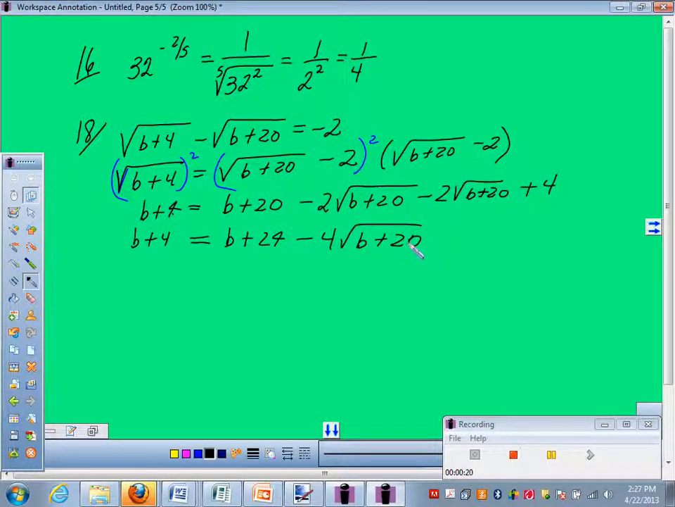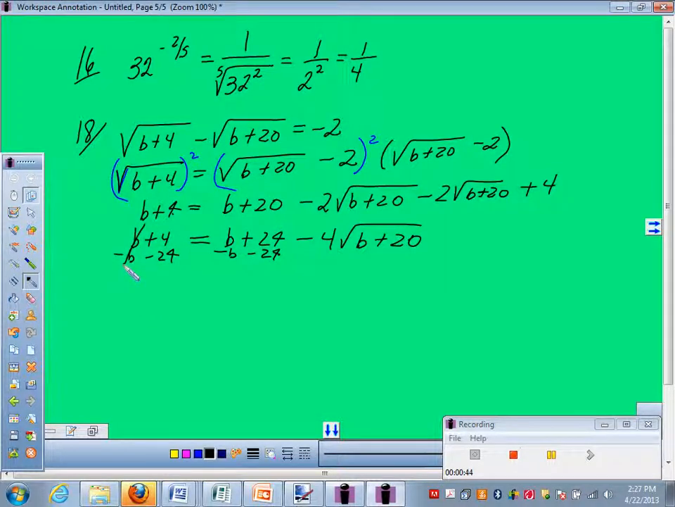Okay, you still have a root, so you have to get rid of a root, and the only way to get rid of it is to isolate it so you can square it again. These usually require you to square twice. So, which side do you want to move things to? Just subtract the 24 and subtract the b? Okay, so what happens to the b's?